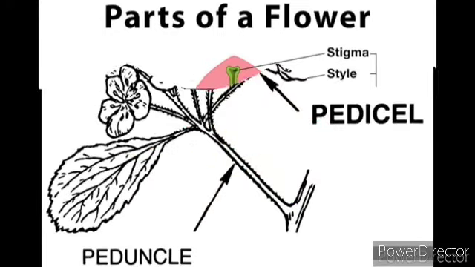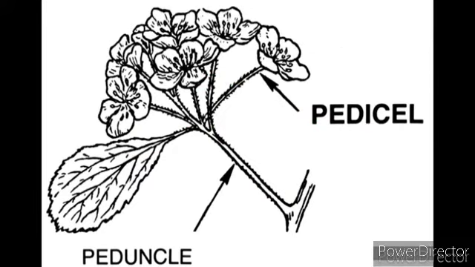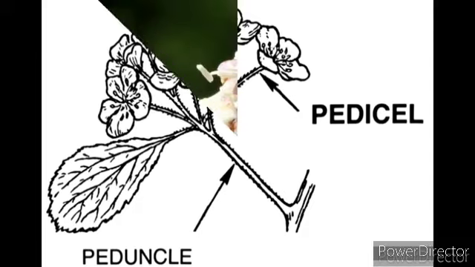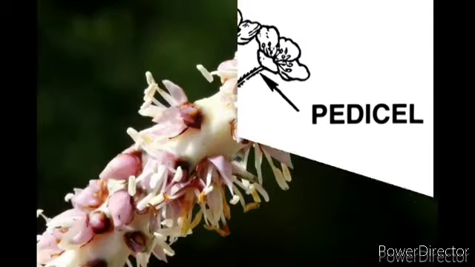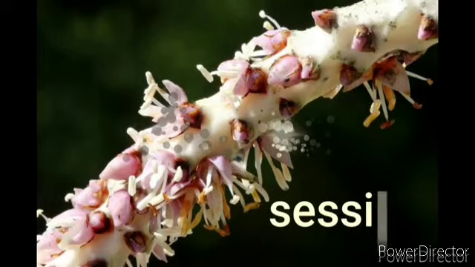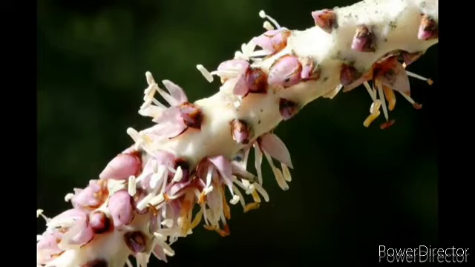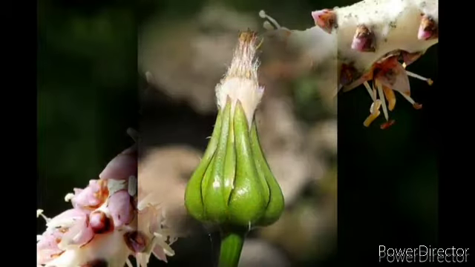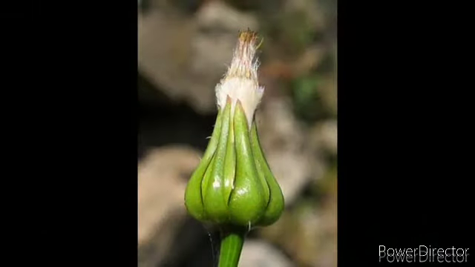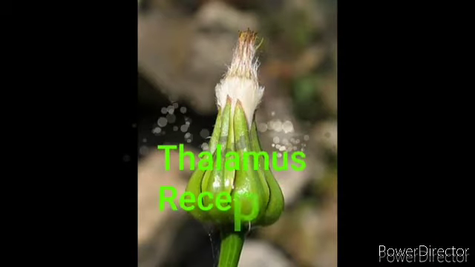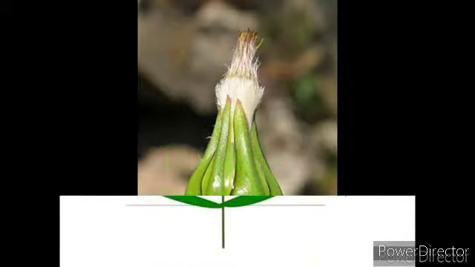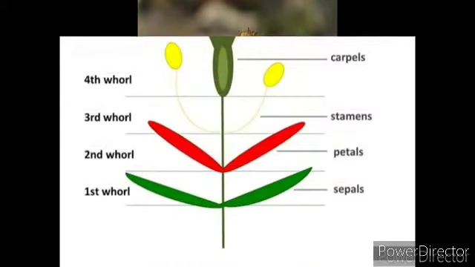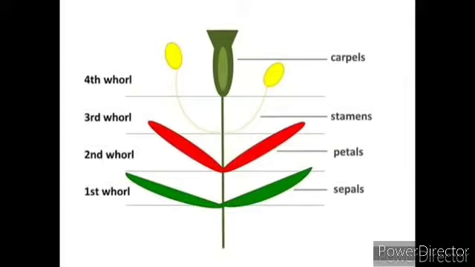There is a pedicel, or the stalk, which supports the flower. Some flowers may be without a pedicel or stalk, and such flowers are called sessile flowers. The tip of the stalk may also be enlarged to form a cup-shaped structure called the receptacle or thalamus. The floral parts are borne on the thalamus in 4 whorls.